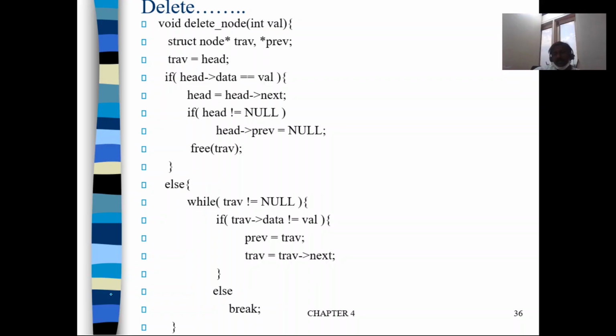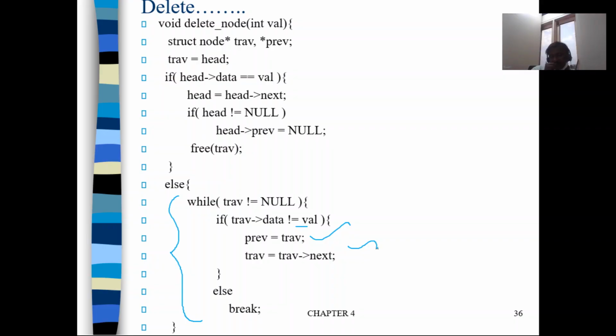Else, if the node is not the first node, if it is something else, then first we have to locate the node. For that we are writing this else block. This logic is very similar to that of insertion. While traverse is not equal to null, traverse is currently the first node as long as it is not null. We check if traverse arrow data is not equal to val. If it is not equal to val, then we say previous equal to traverse and traverse equal to traverse arrow next.